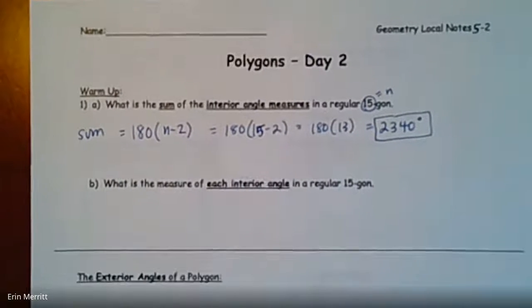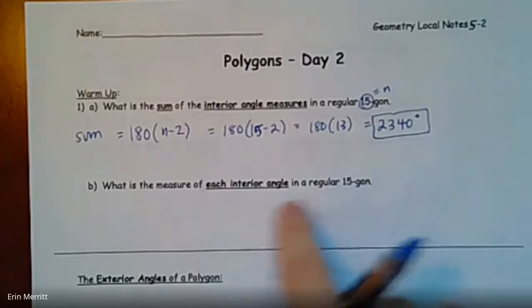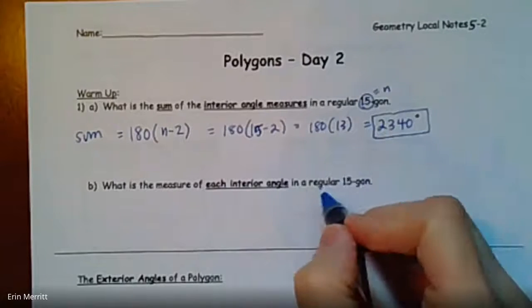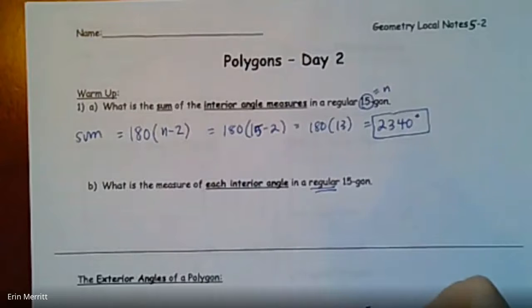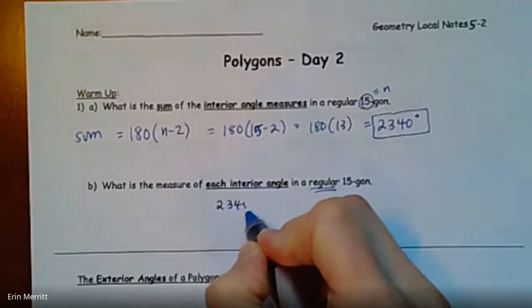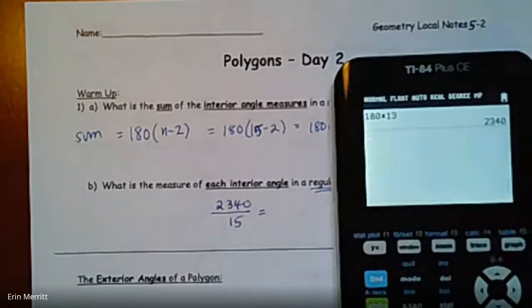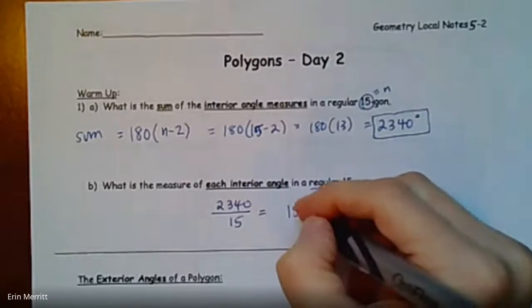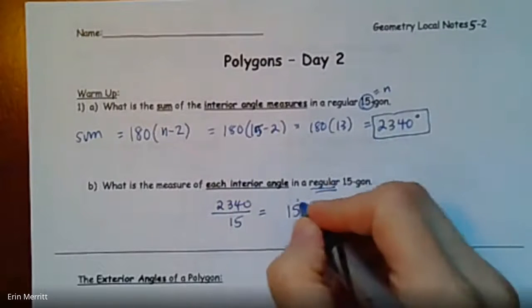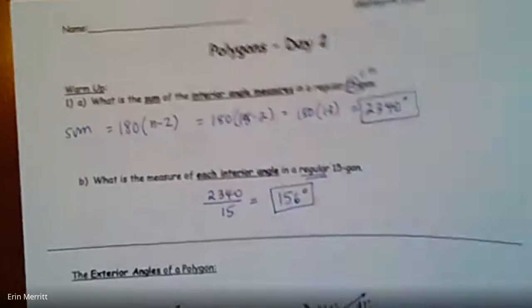All right, for part B, what's the measure of each interior angle? Well, if it's a regular 15-gon, it means that they're all the same. So I can take that sum and divide it up 15 ways, and that's going to get my answer. If we divide that by 15, we should get 156 degrees.